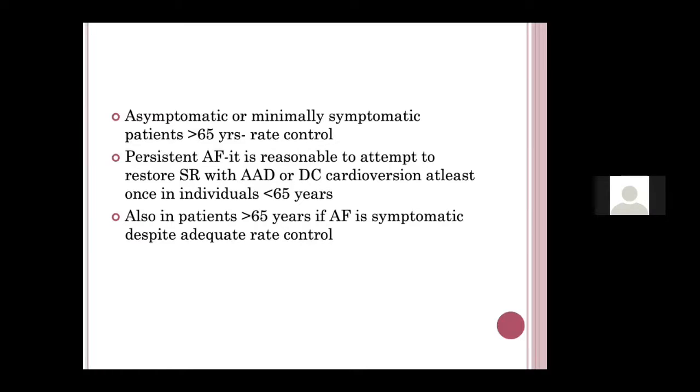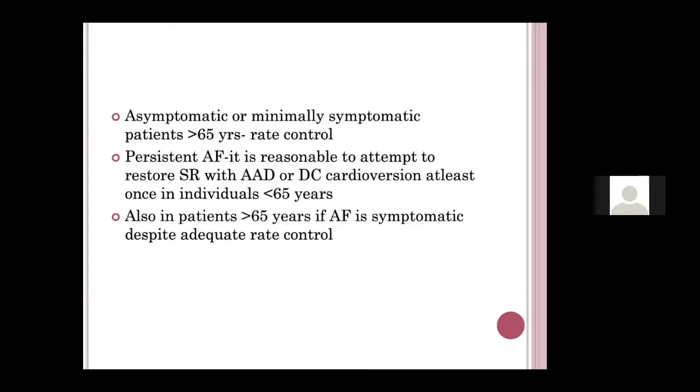So if you are less than 65 years and you have a persistent AF more than 7 days, if the pharmacological therapy is not working, try at least once with a cardioversion. Give 2 or 3 weeks of oral anticoagulation, call him for a cardioversion, and do a cardioversion. You should at least attempt a cardioversion once to bring it to the sinus rhythm.